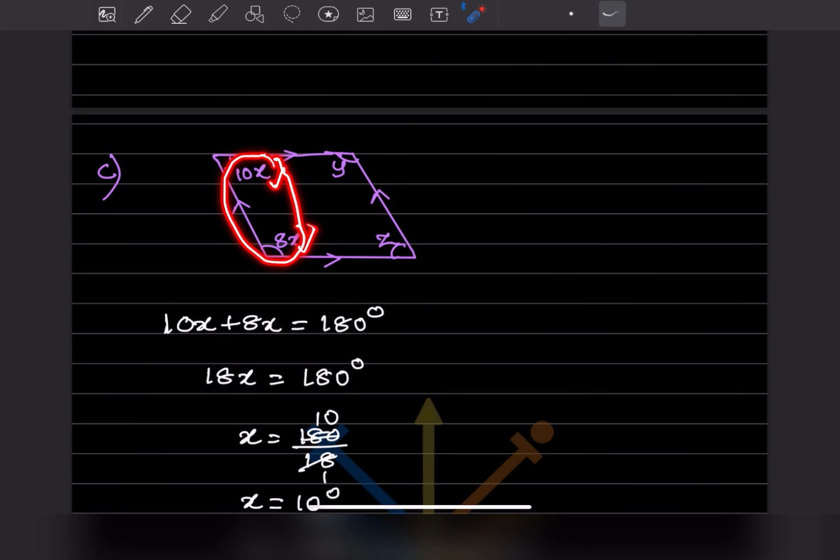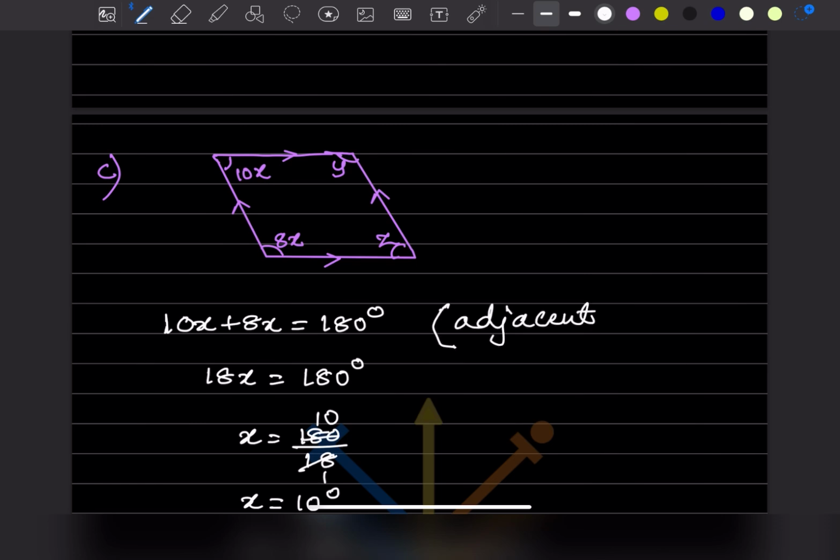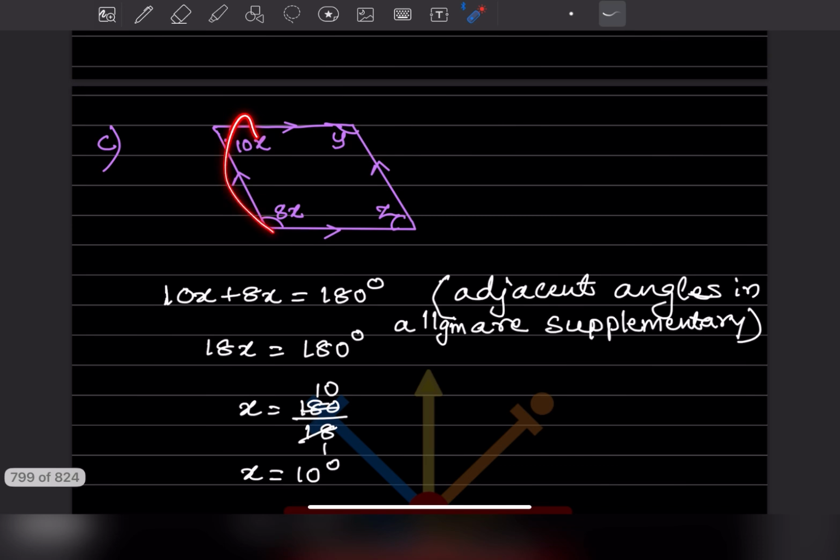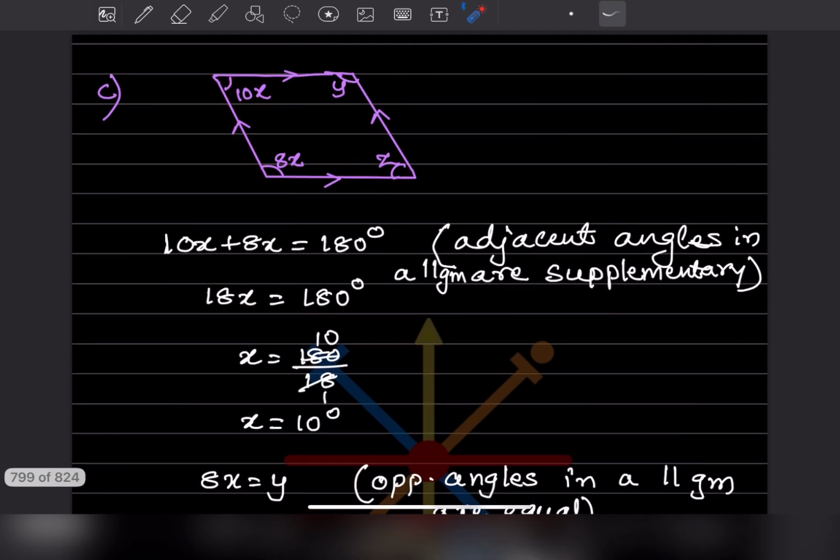So now we know these are the adjacent angles. So 10x plus 8x, that is 180. You can write here the adjacent angles are supplementary. We can also write the reason here: adjacent angles in a parallelogram are supplementary. Okay. So now this is 18x. 18x is 180. So x will be 180 divided by 18. That is going to be 10.